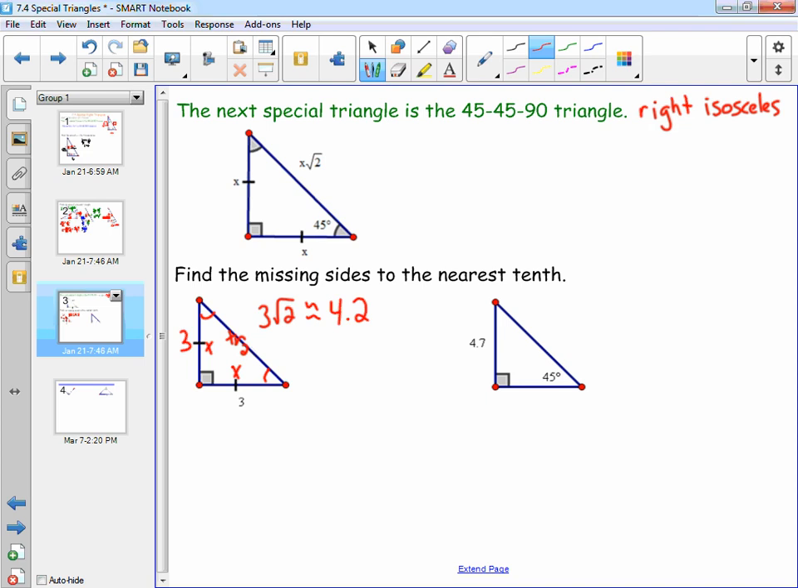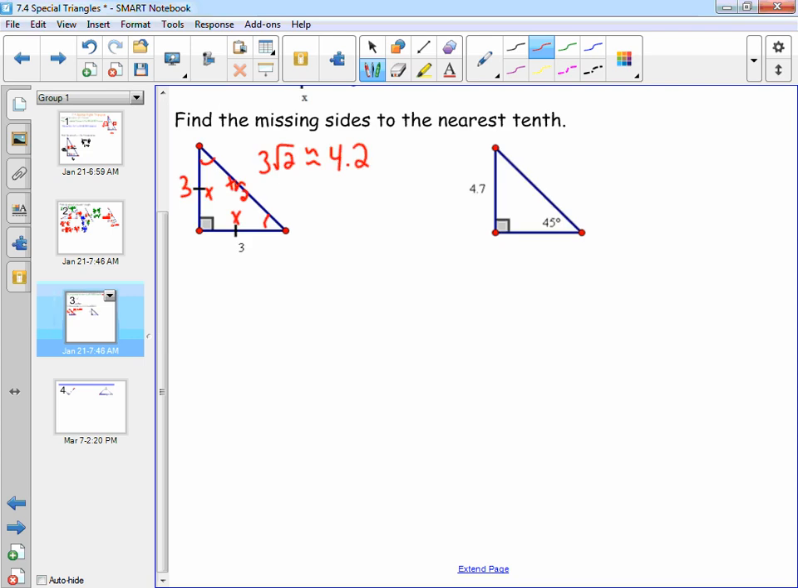Another example. With this triangle, we have a side length of 4.7. So if one side is 4.7, so is the other. And the hypotenuse then is the side length times root 2. So we'll take 4.7 root 2 into our calculator, which is approximately 6.6, rounded to the nearest tenth.